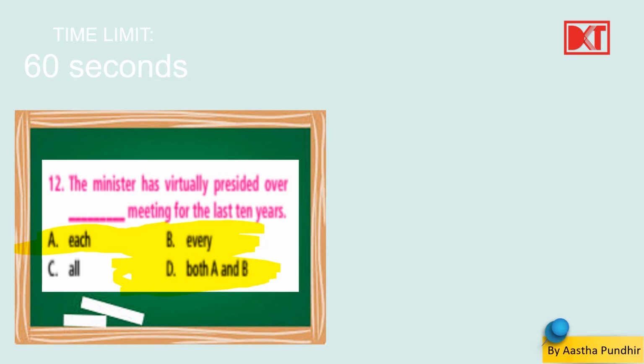Alright. Now here you see all. Now we cannot use all over here. Why? Because all is used when you're talking about something in plural. And this is a quantifier also here. Meeting is in singular over here. So either each or every. It means both A and B can be used, not all.